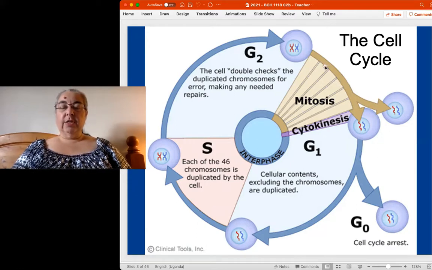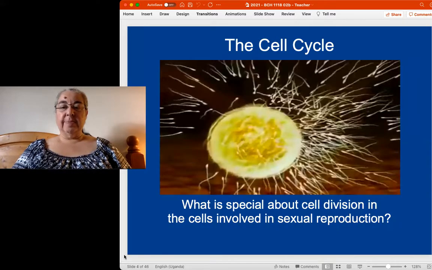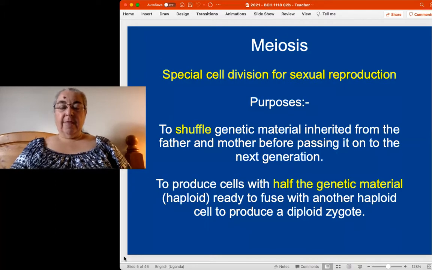So I'm going to start today by looking at an alternative form of dividing the genetic material into new cells, and that is meiosis. So if you remember the video that we watched last time, we asked the question, what is special about the cell division in the cells involved in sexual reproduction? So that is what we're going to be looking at now. And the name for this sort of cell division is meiosis.